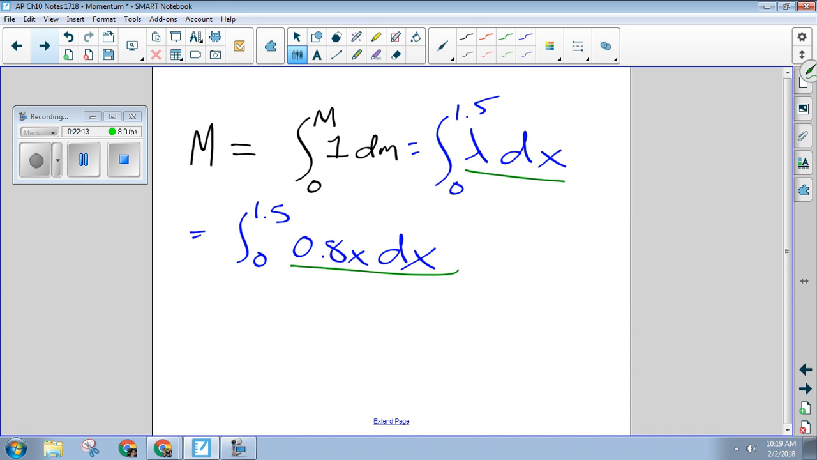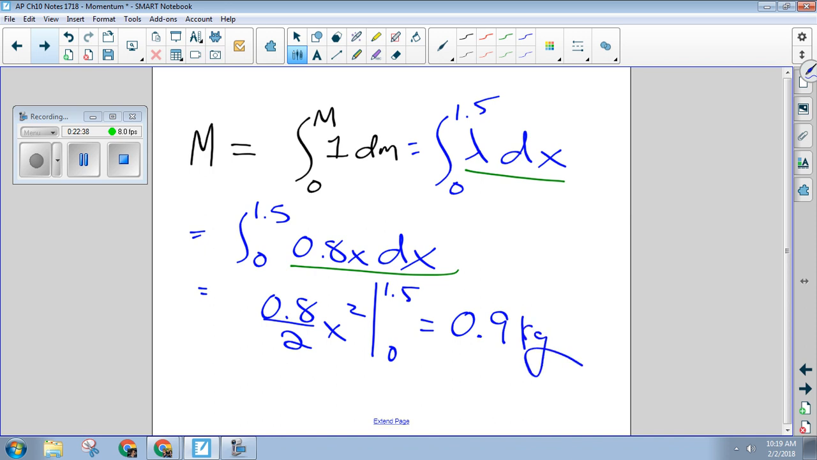We've done the hard part. Now we integrate this. The integral of 0.8x is 0.8 over 2 x squared, integrated between 0 and 1.5. And by a weird coincidence, it turns out to be 0.9 again. This time it's kilograms. That's just a freakish coincidence that those both turned out to be 0.9. I should rewrite the example so that doesn't happen.